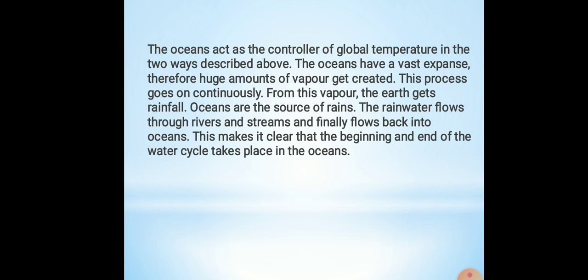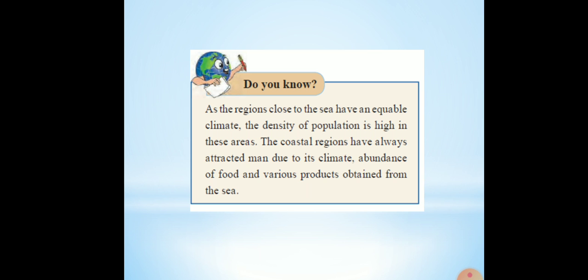how there is a difference in temperatures. Clear? Do you know, as the regions close to the sea have an equable climate, the density of population is high in these areas. Density of population is high. Population is high in these areas. Why? The coastal regions have always attracted man due to its climate.